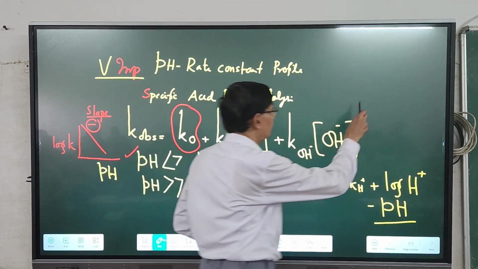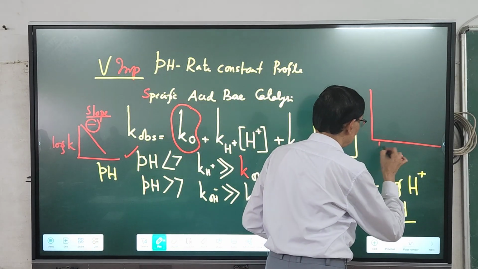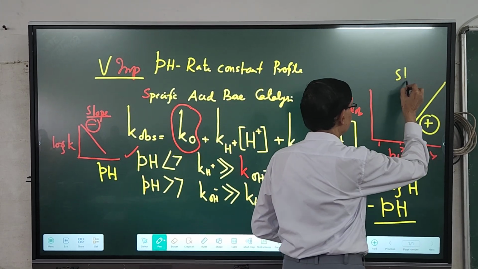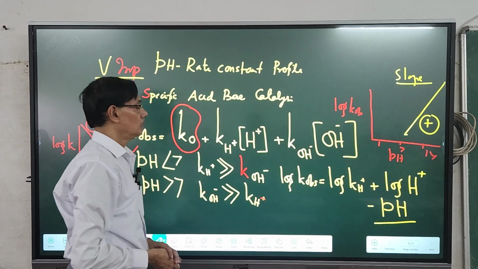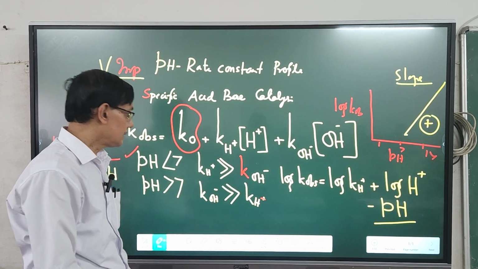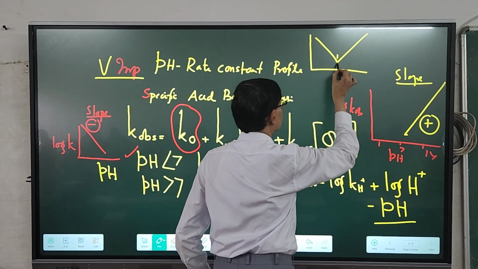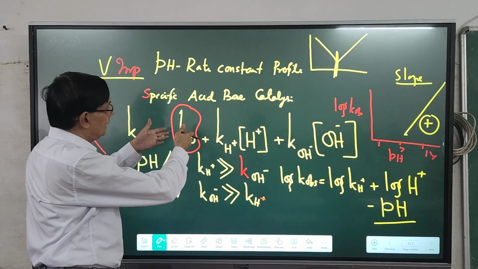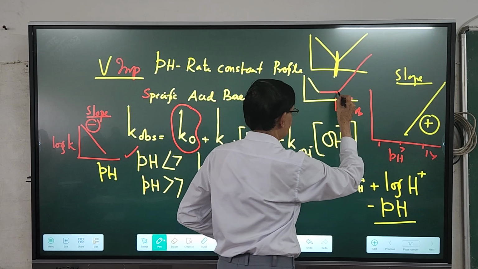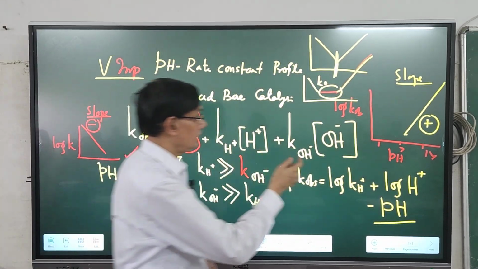On the contrary, if I plot a graph between log of k observed and pH, maybe 1 to 7, 7 to 14, whatever it is, and I get such a positive slope, then we can predict that this is a specific base catalyzed reaction. And suppose I am getting such a plot, it indicates that the k0 uncatalyzed reaction is not there. But if I am getting the red color, sorry, that means there is a k0. Now I am just explaining this thing.